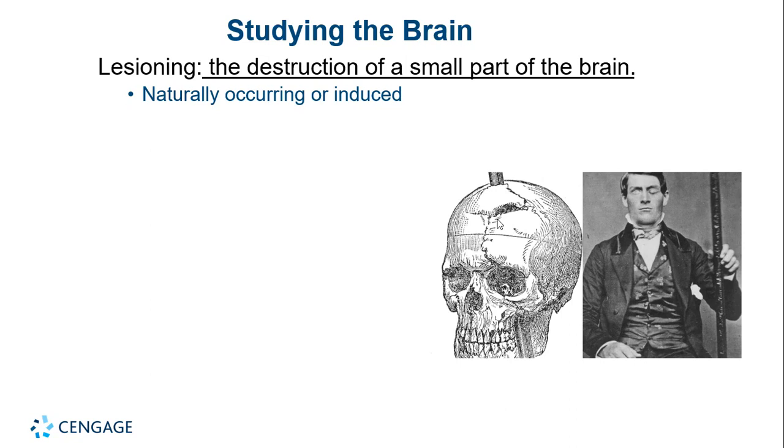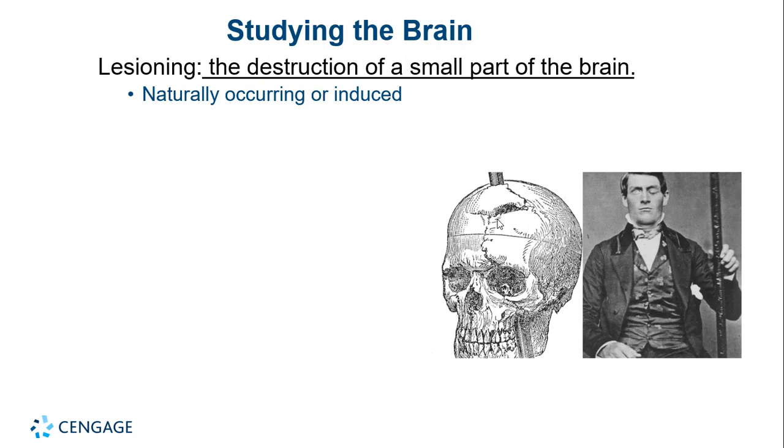Phineas, before the accident, as I mentioned, was the foreman of this company. He was well respected. He was intelligent and had a lot of self control. People respected him. But after the accident, he wasn't Phineas anymore. And people who knew him said that. They said, that's not the Phineas that I used to know.